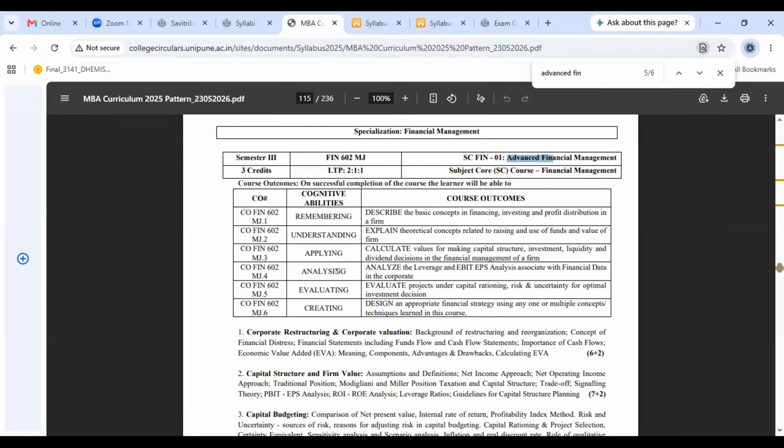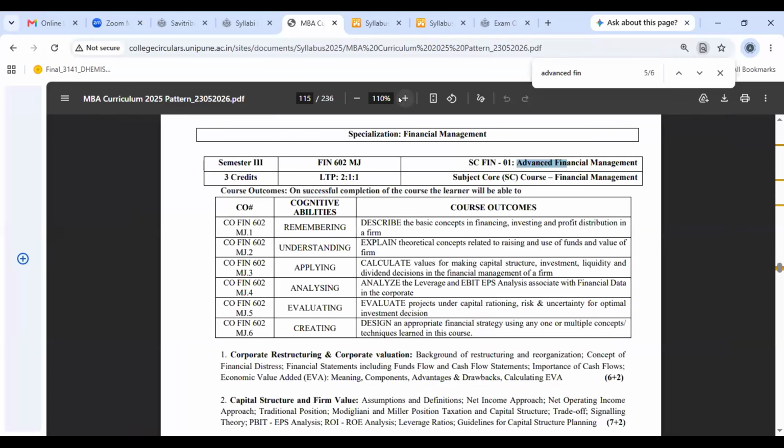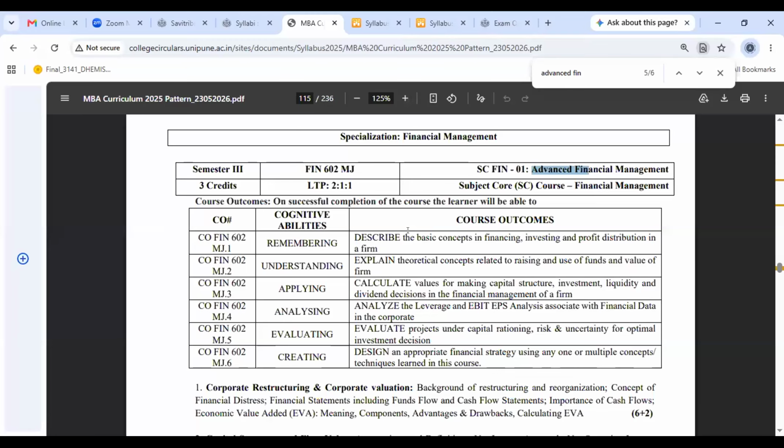First, your subject has 3 credits and it consists of a total of 2 lectures, 1 tutorial and 1 practical. So daily I'm going to conduct the advanced financial management lectures in the morning, because it's a fresh morning, you can understand the subject.